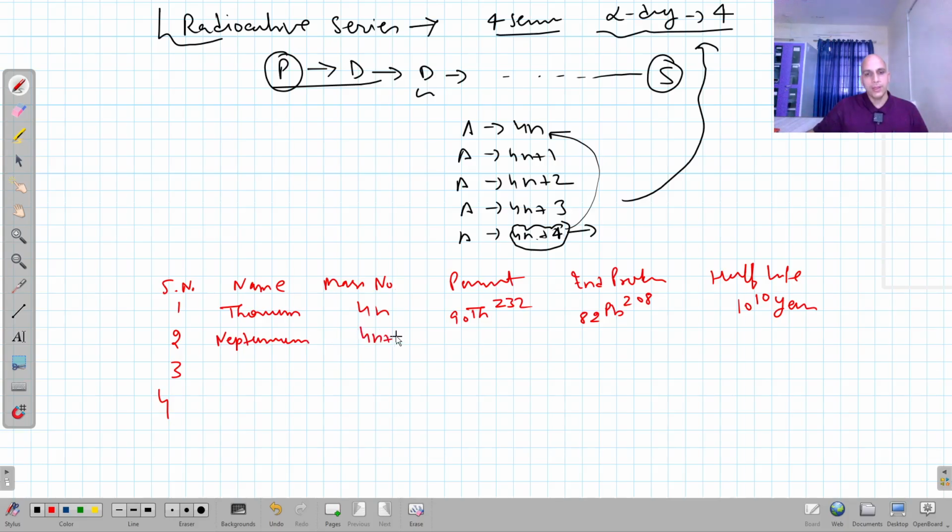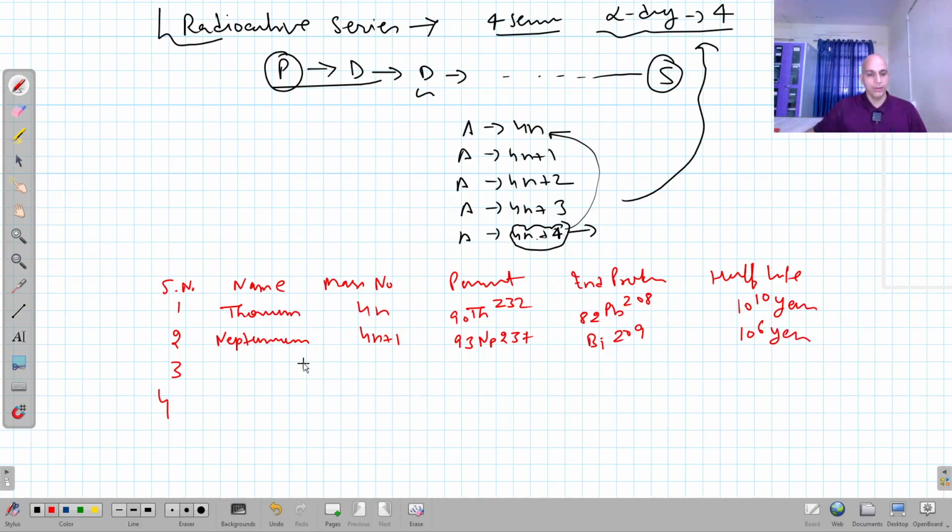The mass number is 4n plus 1. It is 93 neptunium 237, right? And the product is bismuth 209. Then the half-life is 10 raised to power 6 years.